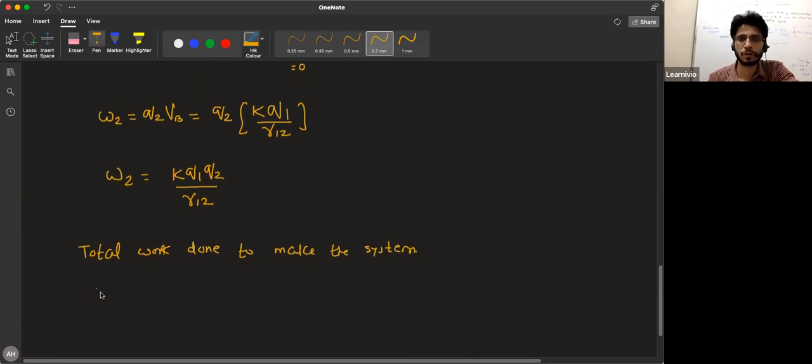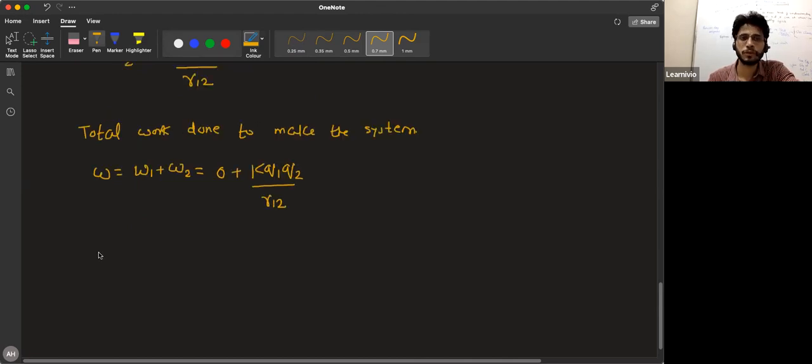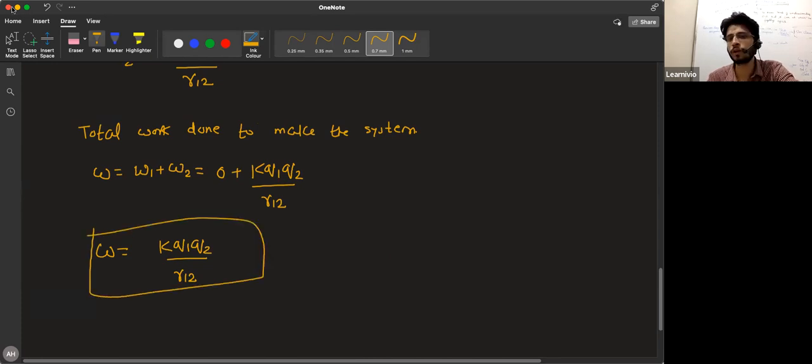So the total work done to make the system is nothing but W1 plus W2. How much is W1? It's 0. W2 is K Q1 Q2 by R12. So this is the total work done to make the system, K Q1 Q2 by R12. But this is the work done to make the system, and we want to calculate potential energy.